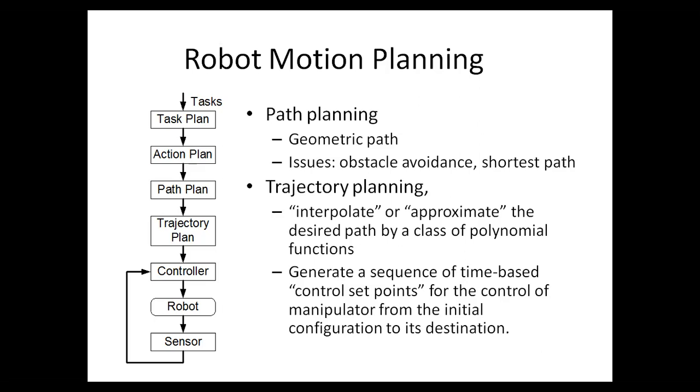Okay, so when you are defining path planning, there is a geometric path, and we'll have some issues by means of obstacle avoidance and shortest path. Whereas in the case of trajectory planning, we interpolate or approximate the desired path by a class of polynomial functions. We'll generate a sequence of time-based control set points for the control of the manipulator from the initial configuration towards the destination. Okay? This is the way of robot motion planning.